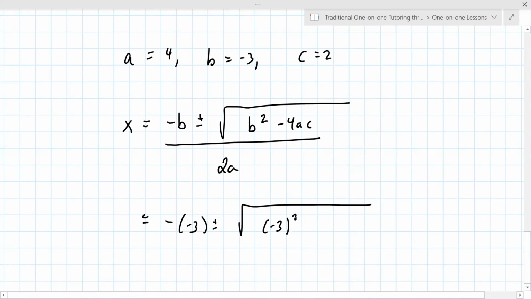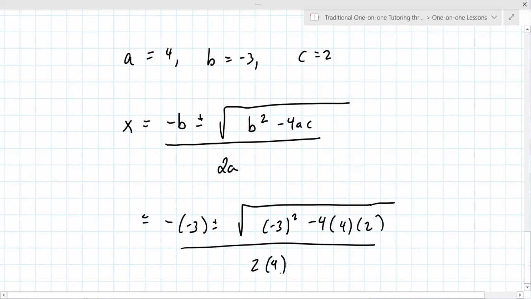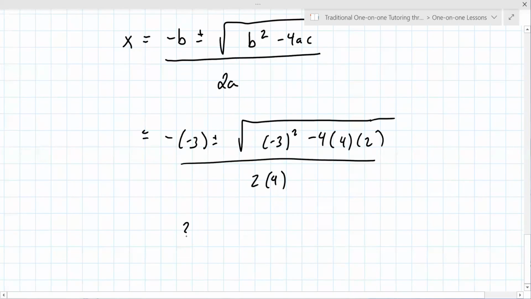Just as reminders, when you substitute for negative numbers, it's usually good to put them in parentheses. We're really hoping that the part inside the square root is positive or a perfect square. It does not look like it's either. So this part inside the square root, that's kind of the key thing there. It's 3 plus or minus square root of 9 minus 32.